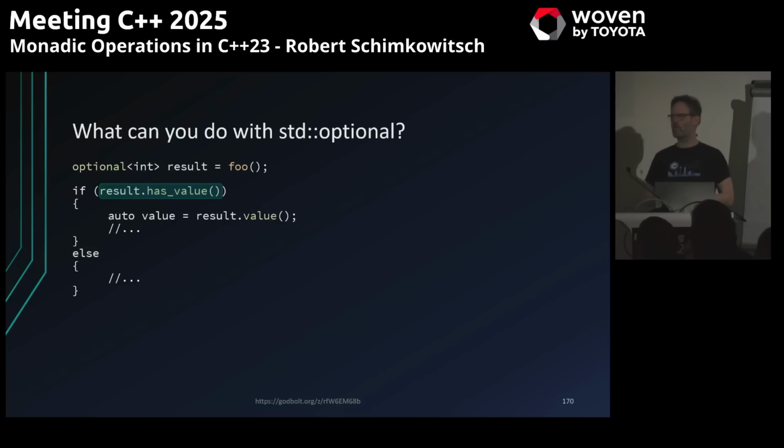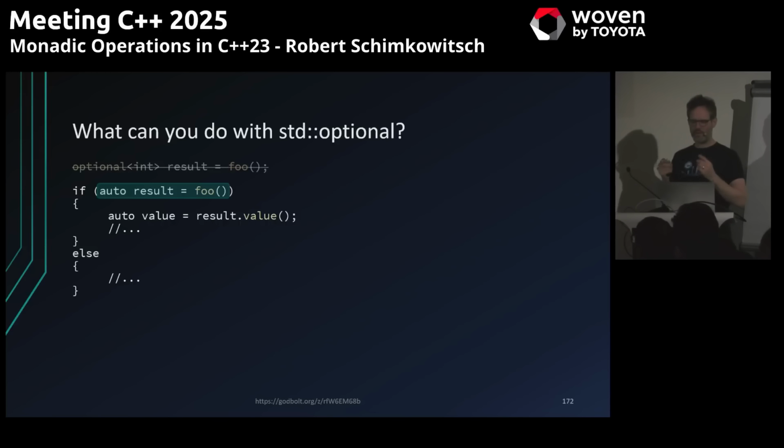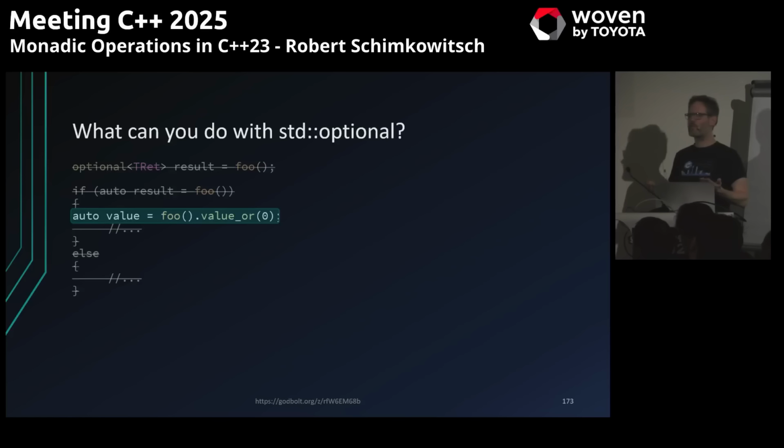So what can we do with an optional? Let's see some basic operations. We can check if it holds a value. We can access the value. If we try to access an empty optional's value, it throws an exception. We can also simplify by moving the assignment into the if statement. This way we can directly check on assignment whether the optional holds a value. And we can simplify further. For example, if we don't care if it holds a value or not, we just want to fall back to a default value, then we can use value_or.